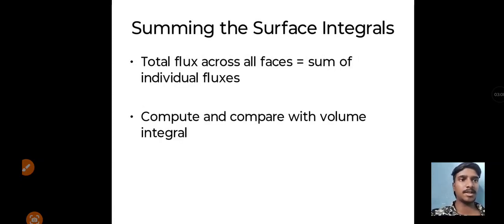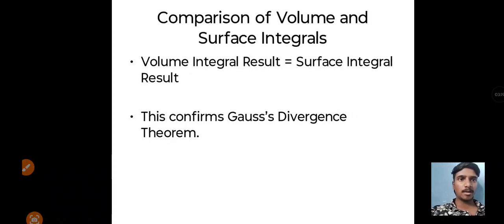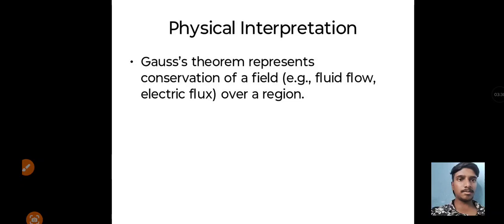Summing the surface integrals: total flux across all faces is the sum of the individual fluxes. Compute and compare with the volume integral. Comparison of volume and surface integrals: the volume integral result equals the surface integral result. This confirms Gauss's divergence theorem.